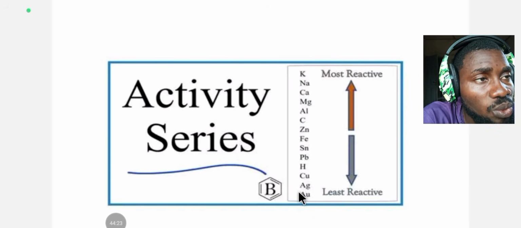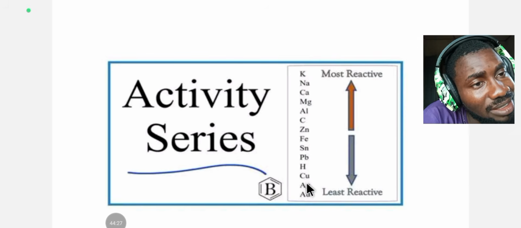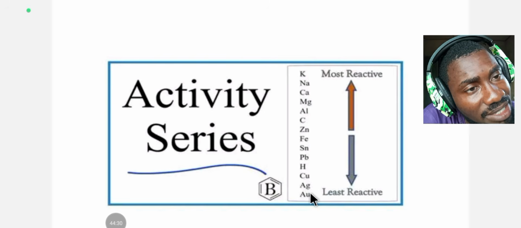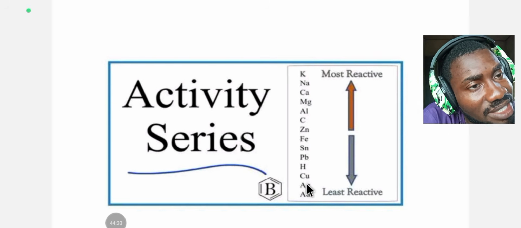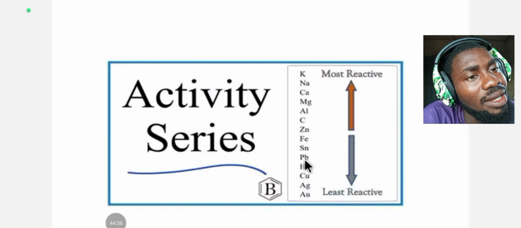So this one, Au, is gold, which is less reactive than silver. So silver is more reactive than gold. Copper is more reactive than silver. Hydrogen is more reactive than copper. Lead is more reactive than hydrogen.